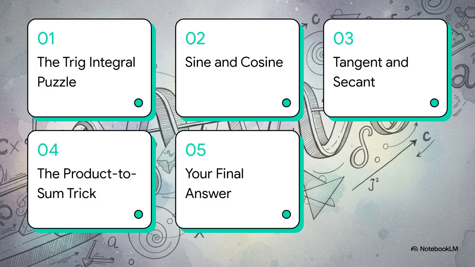So here's our game plan. We're going to start by really defining the problem. What makes these integrals tricky? Then we'll build our playbook, piece by piece. First up, the strategies for sine and cosine. Then we'll tackle tangent and secant. We've even got a cool trick for a special case, and we'll wrap it all up with a master checklist. So let's jump right in.